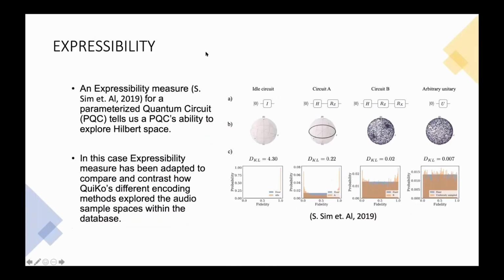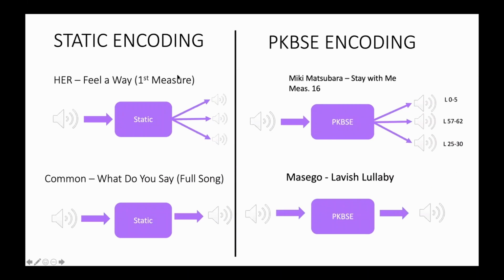So here are some examples of audio that came through. For the static encoding, one of my first test input audio tracks was Feel Away from Her. So this is the first measure from the song. I fed it through the static encoding and I ran it 3 times. First time sounded like this. Second time sounded like this. And then the third time sounded like this.